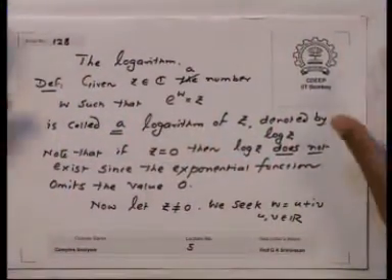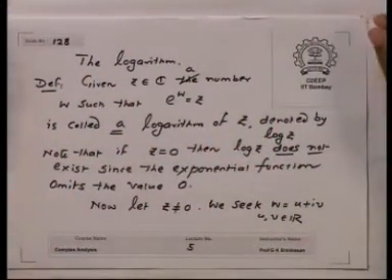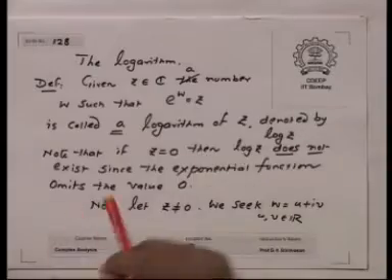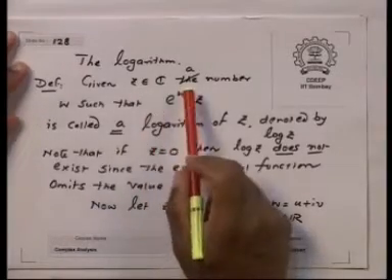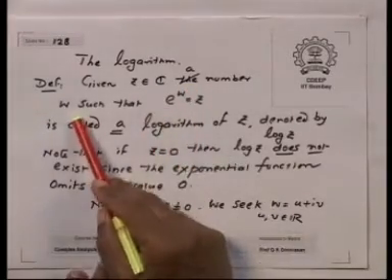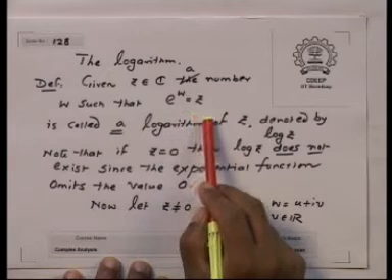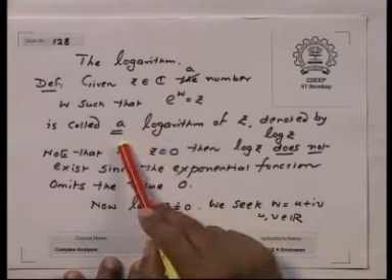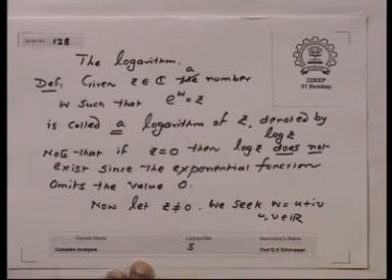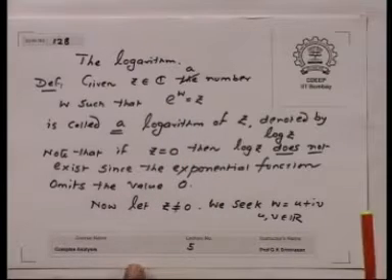Alright. So, the logarithm. First the definition of the logarithm. Given a complex number z, a number w such that e to the power w equals z is called a logarithm of z. As we shall see, there could be several candidates for w.